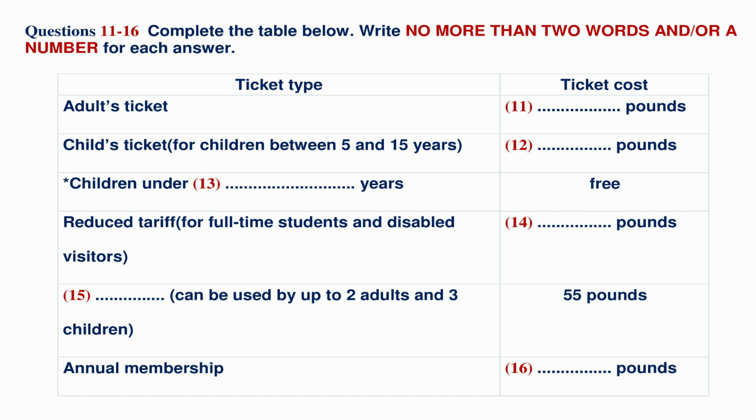And if you're going to make a visit with your family, it's a good idea to get a family ticket. The family ticket enables you to visit the tower and one other royal palace during one day. It costs £55, and can be used by up to 2 adults and 3 children. For permanent visitors we offer an annual membership. The annual membership provides you unlimited entry to any 5 royal palaces, and costs £107 for both adults and children over 5 years.